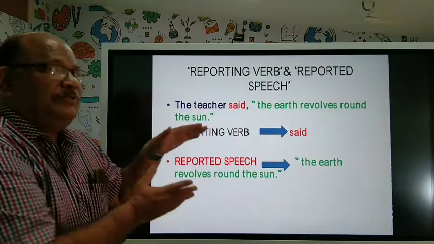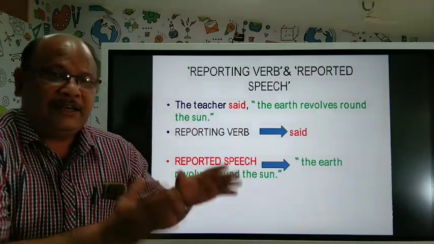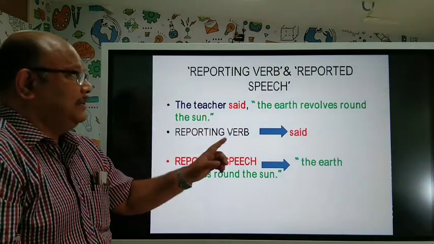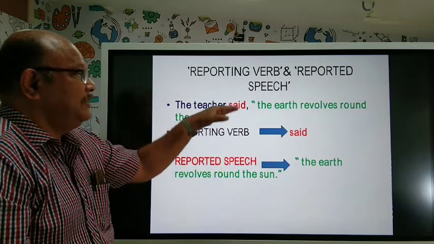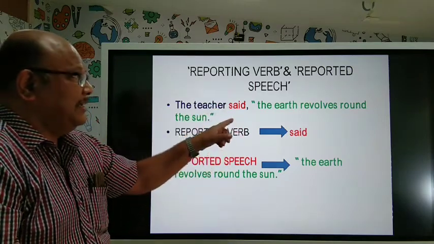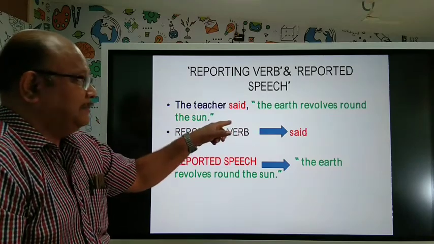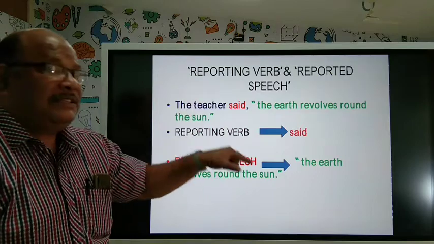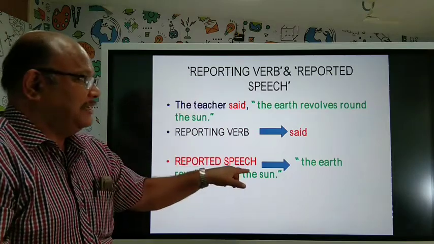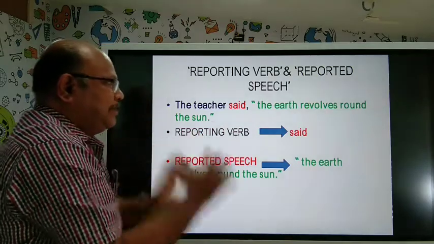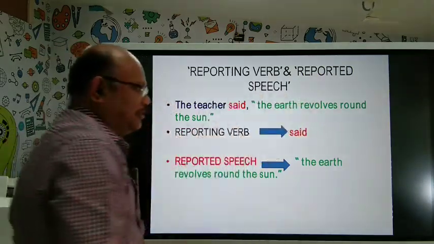So these two terms should be clearly understood by you, because the rules depend on these two things. For example, in the next slide we will see, if the reporting verb is in the past tense, then you should know what changes take place in the reported speech. So the reporting verb is the verb that is reporting, and the reported speech is the speech that is reported.